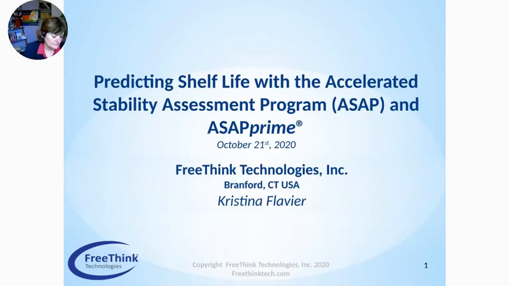Her focus is on understanding the factors that influence physical and chemical stability, and she supports clients in solving complex stability problems. She uses the Accelerated Stability Assessment Program, ASAP, nicely named, approach and FreeThink's ASAPprime software to predict shelf life and recommend optimal packaging conditions for products in the pharmaceutical, food, and consumer healthcare industries.